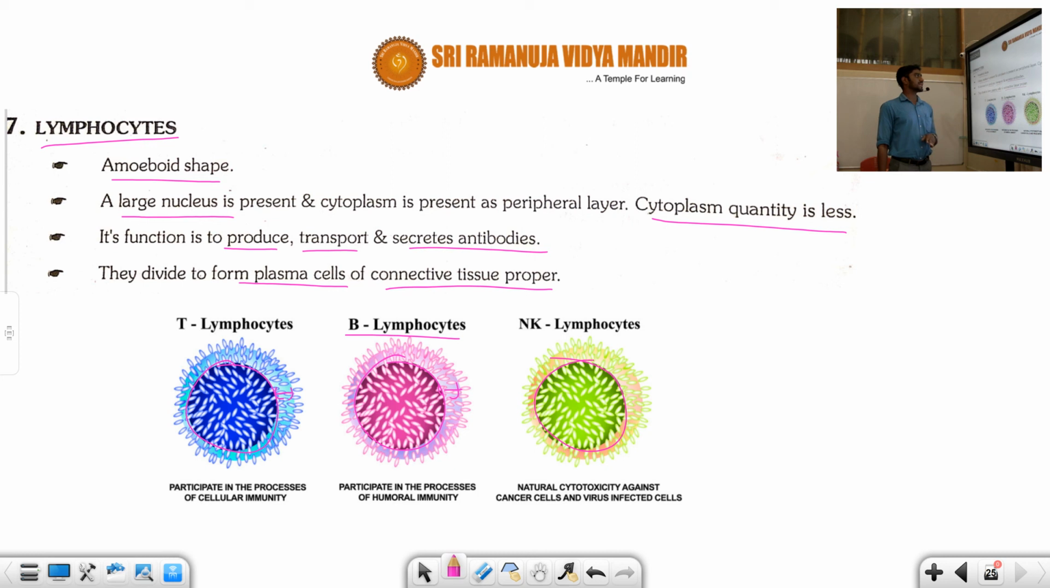There are three types of lymphocytes, student: T lymphocytes, B lymphocytes, and natural killer lymphocytes. T lymphocytes help in cell mediated immunity. B lymphocytes help in humoral immunity, and NK lymphocytes destroy cancerous cells or virus infected cells. So this is the information for today's class, student.